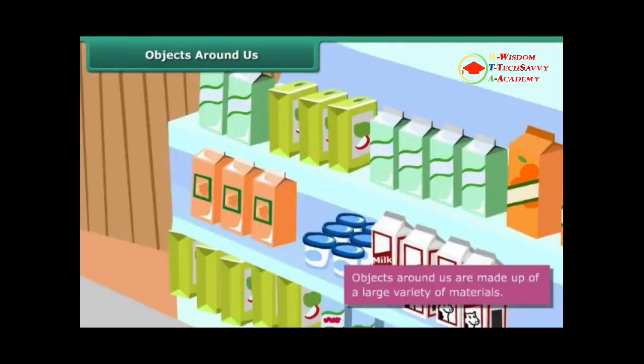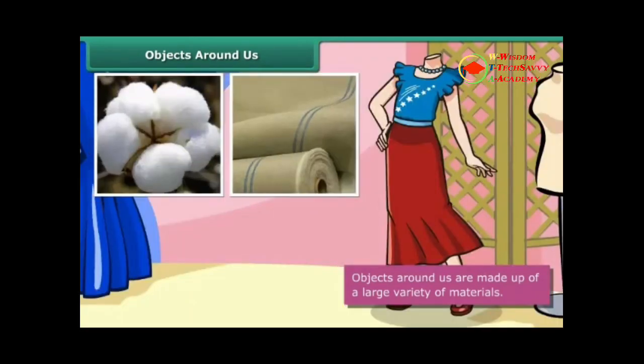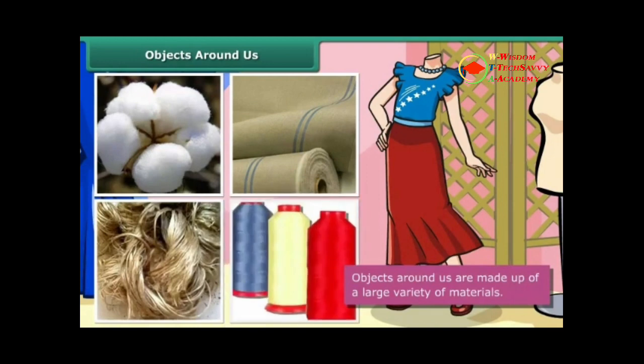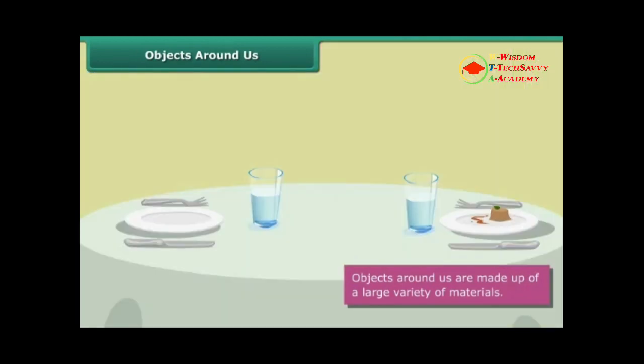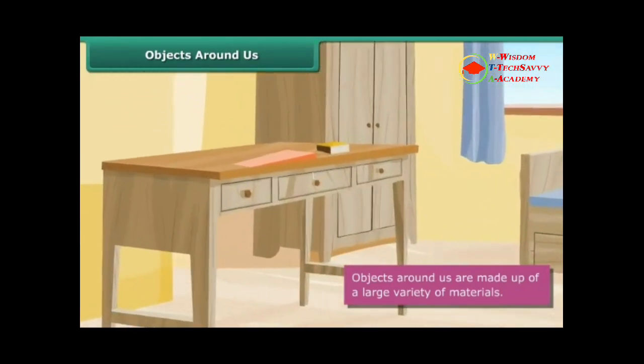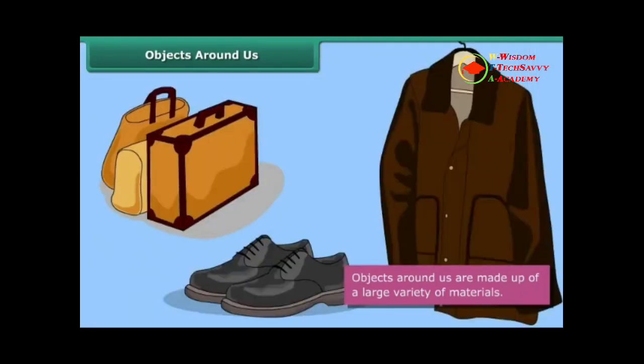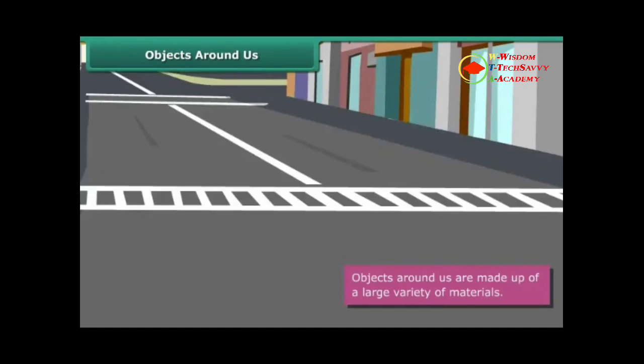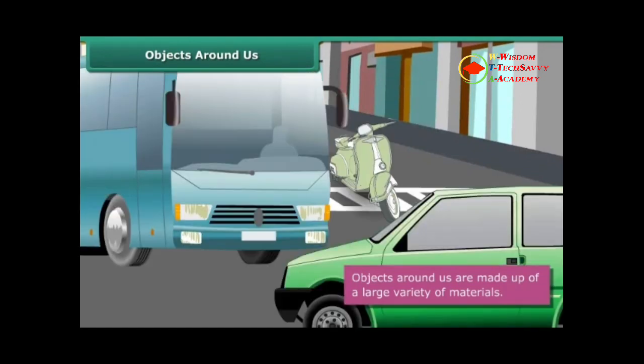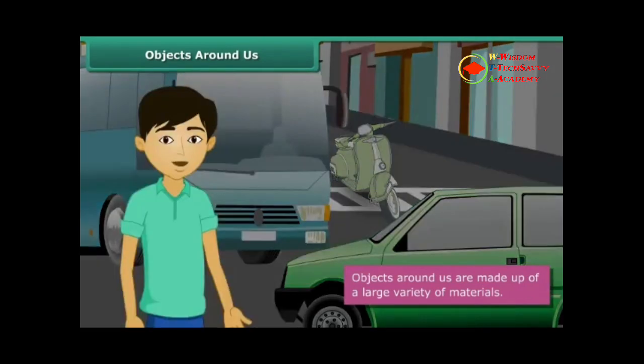All objects are made of one or more materials. Clothes are designed from cotton, linen, jute, nylon, etc. We use glass, stainless steel, or plastic crockery in our homes. Furniture is made of wood, plastic, or even iron and stone. Leather, plastic, resin or jute is used to make bags, shoes, and jackets. Vehicles such as scooters, cars, buses are made of steel. Therefore, we may say that objects around us are made up of a large variety of materials.